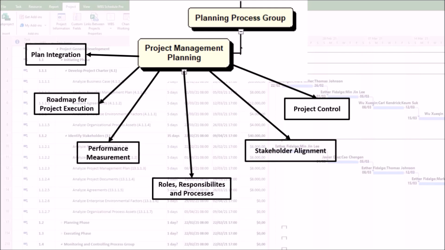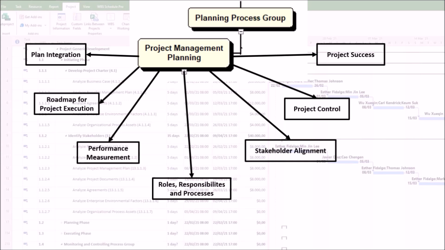6. It supports effective project control. The project management plan provides the criteria for decision-making when changes occur. It forms the basis for change management and corrective actions during project execution. 7. It is essential to project success. Projects without a well-defined management plan are more likely to experience scope creep, budget overruns, and miscommunication. It acts as a formal agreement between the project team and stakeholders.